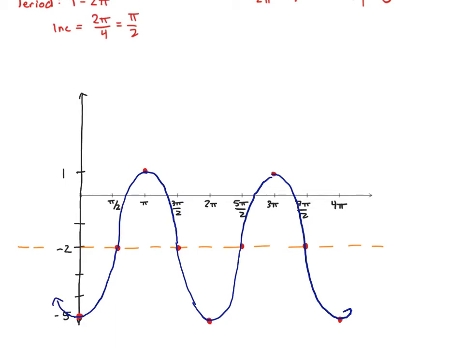And now we've said the amplitude, we've said the period, the domain is -infinity to infinity, and you'll see that the range here is a low of -5 all the way up to a +1.